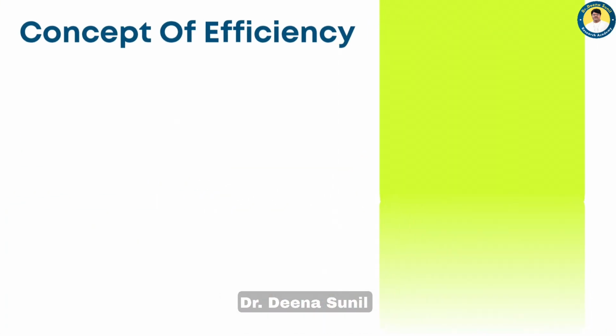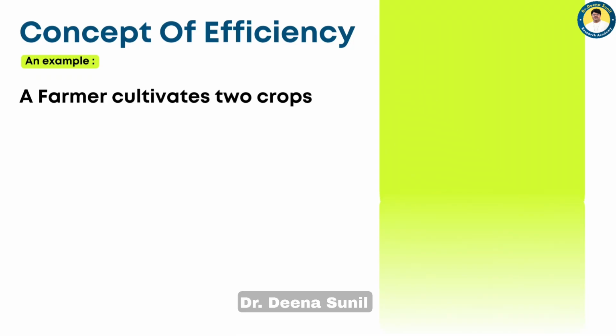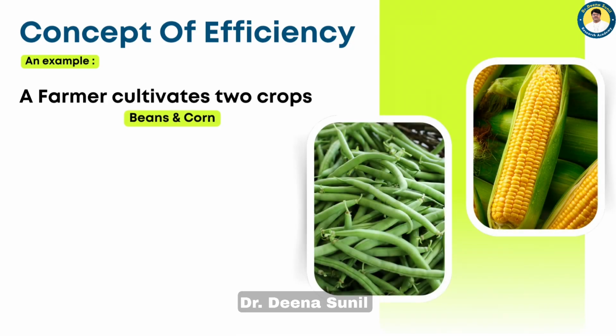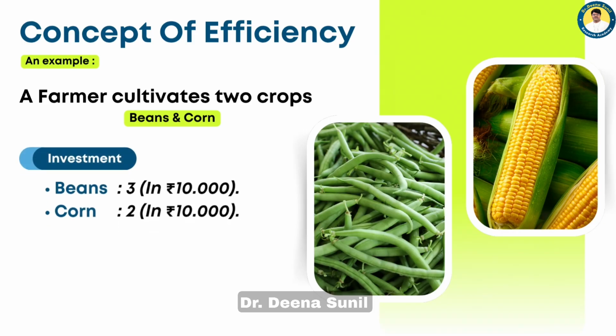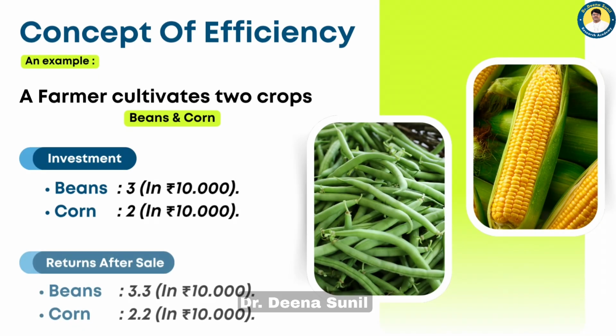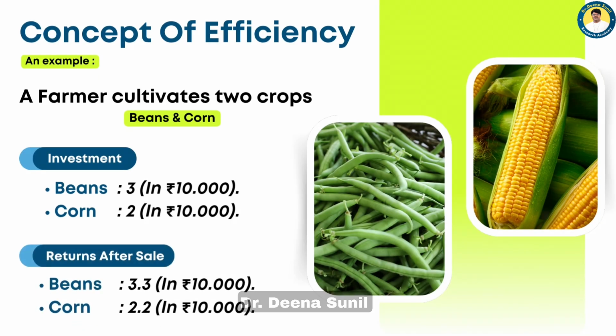I will start it. A farmer cultivates two types of crops, that is beans and corn. The investment for beans is 3 units, per unit is 10,000. For corn it is 2 units, per unit is 10,000. The return after sale for beans is 3.3 units and for corn is 2.2 units.